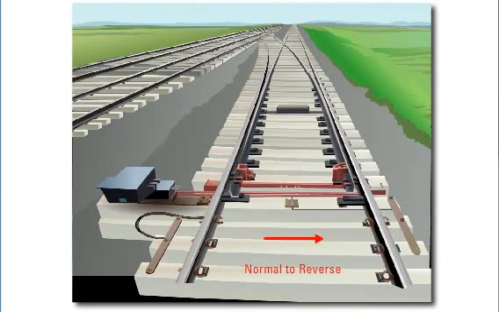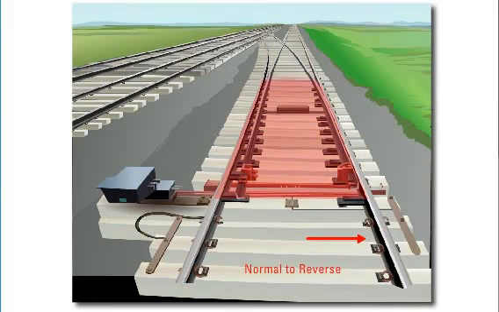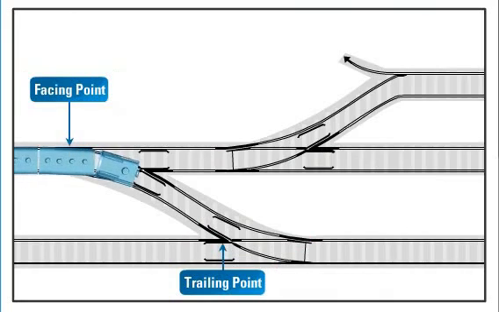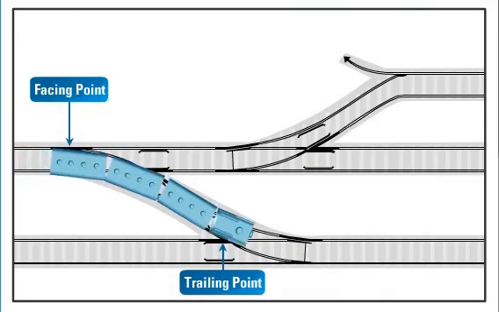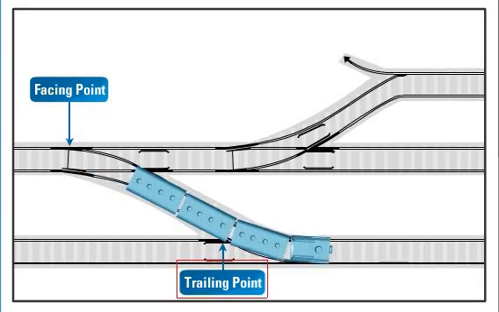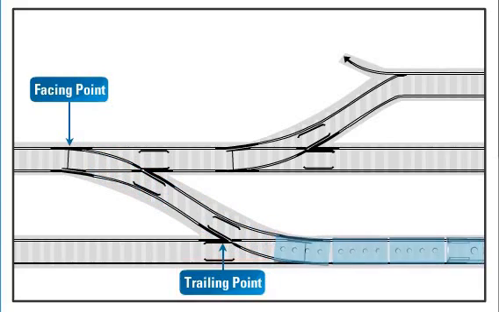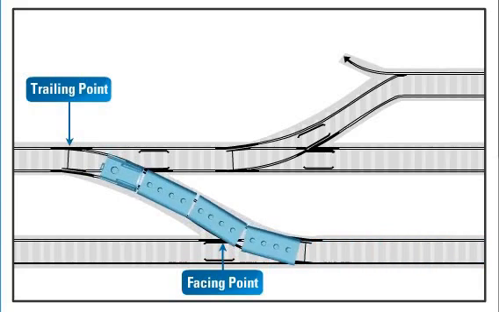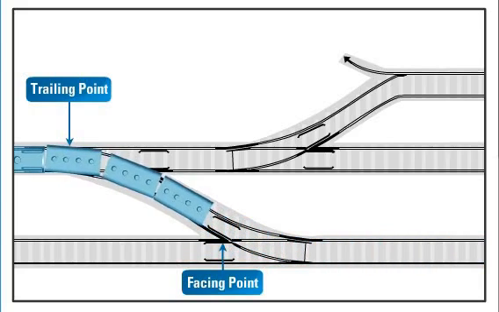Normal position. When the facing point allows movement without diversion, the point is said to be in normal position. Reverse position. When the facing point allows the movement of vehicles onto a diversion, the point is said to be in reverse position. Trailing point. Points are facing or trailing in accordance with the direction of train or vehicle movement over them. Points are said to be facing when their operation allows a train to be diverted from the line on which it is running.